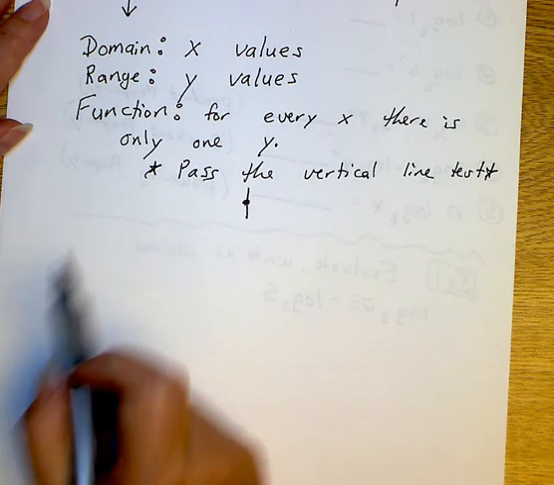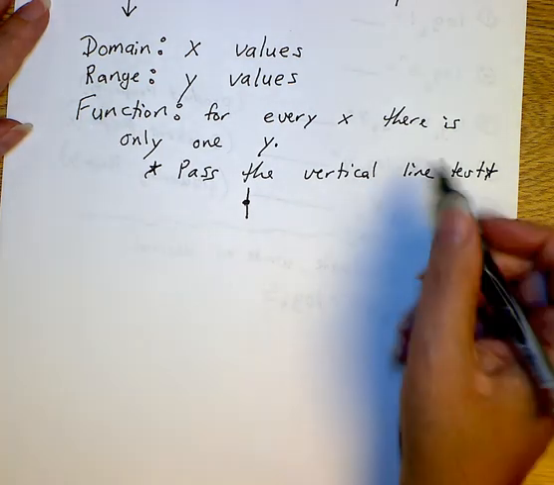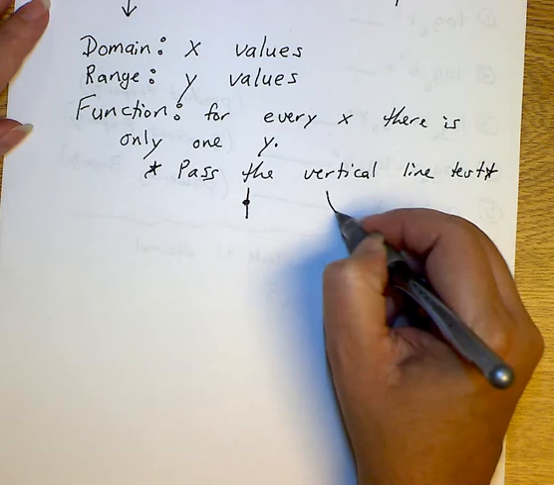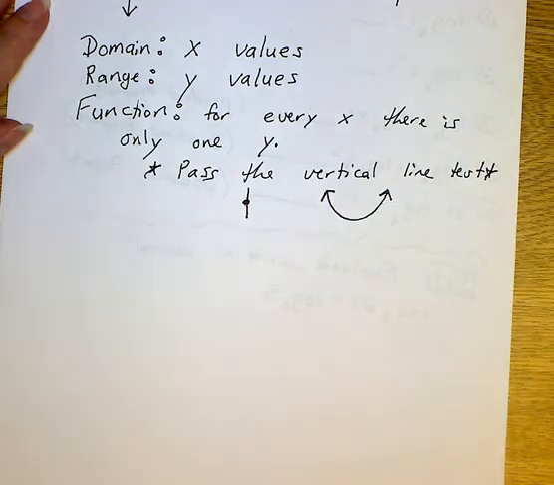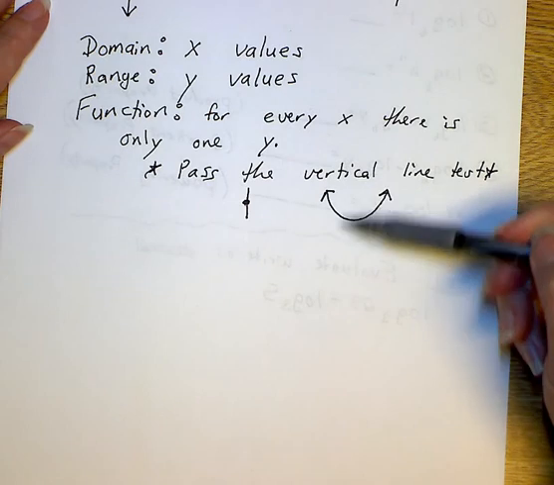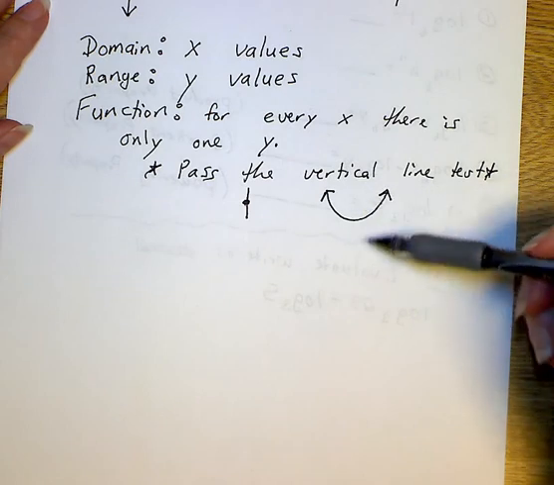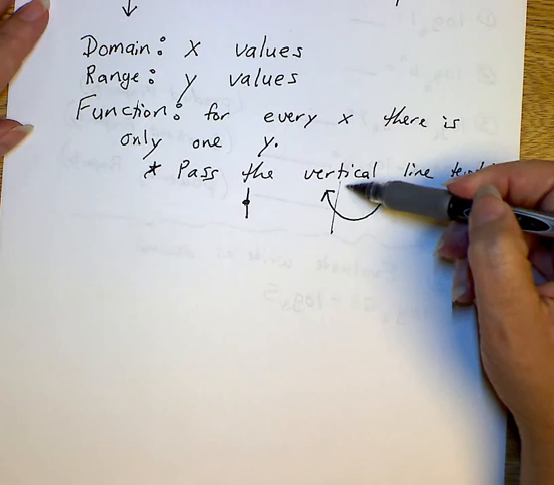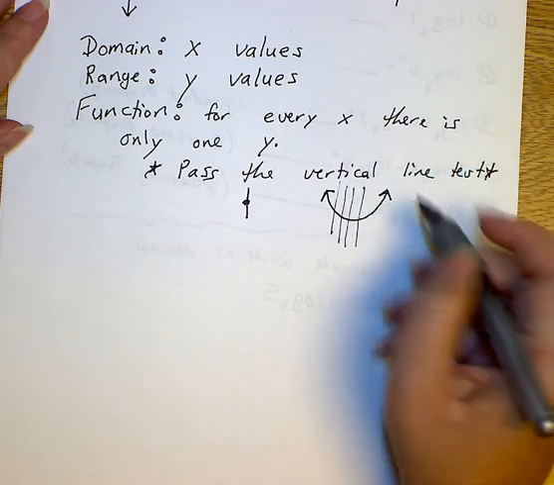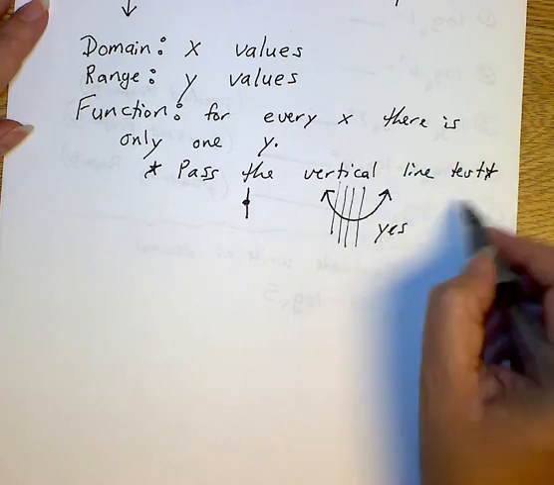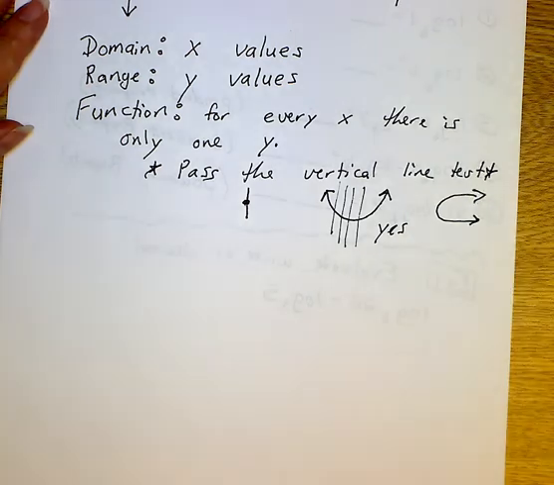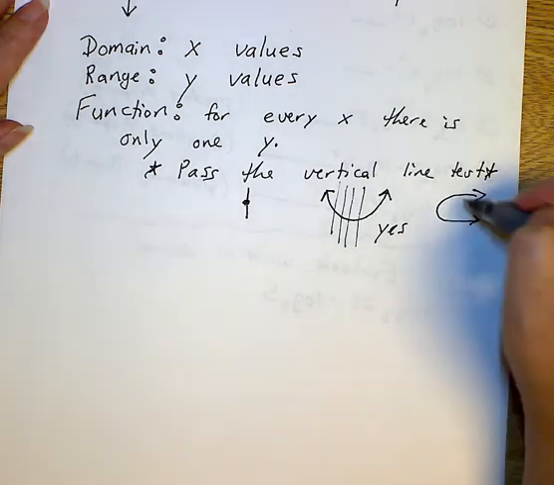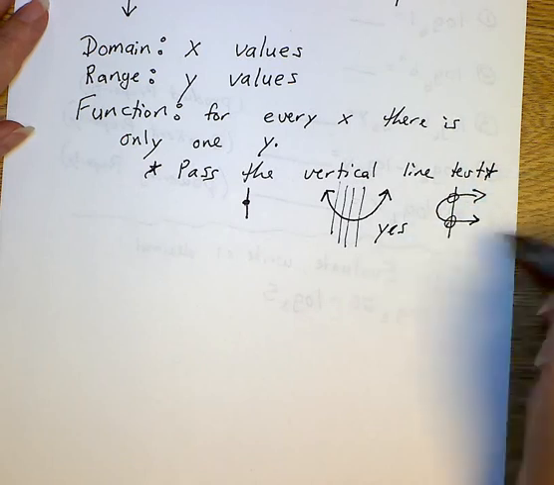So, what does a function look like? Well, a function could look like this. That's a function, because no matter where I put my line, it is going to only hit one time. This right there hits twice. So it's not a function.